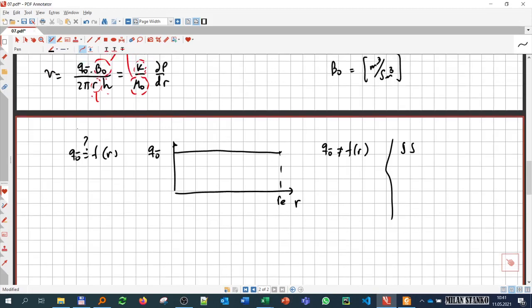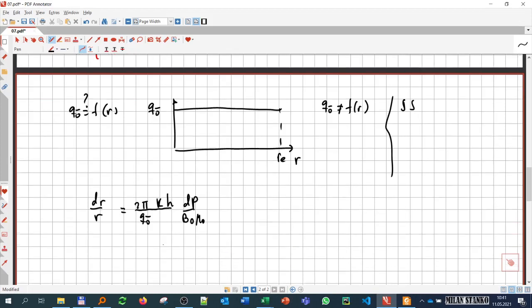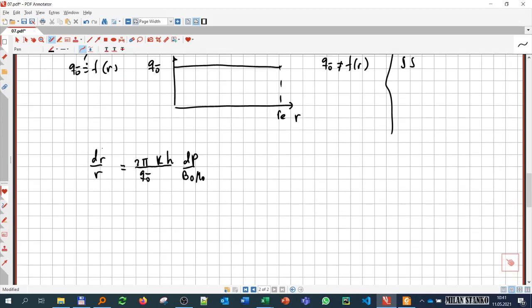So what we do is put the equation as 2 pi K over QO, and here we have dP, mu O, BO, and on this side we have dr over R. And we need H, we're missing H here: 2 pi K H and QO. Now we need to integrate, as I mentioned, to get rid of these differentials.